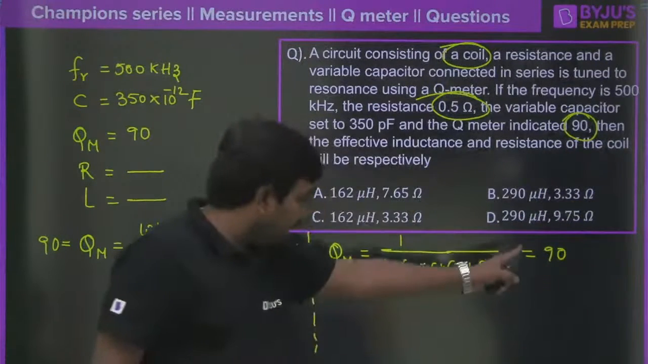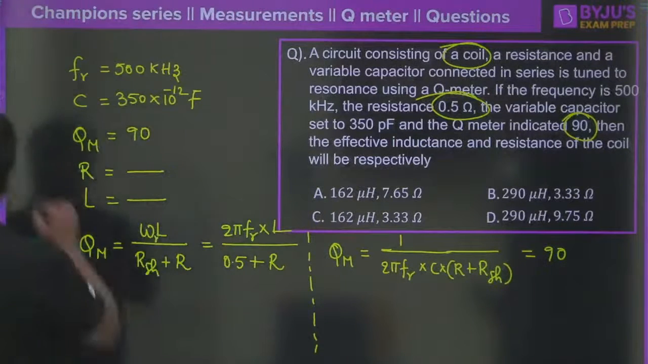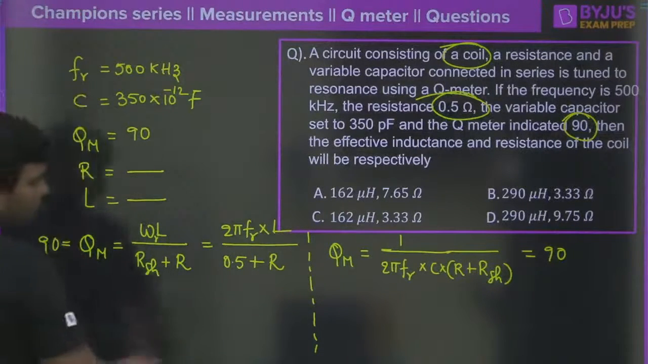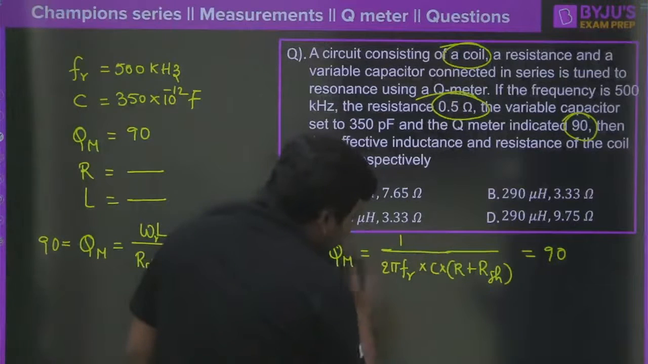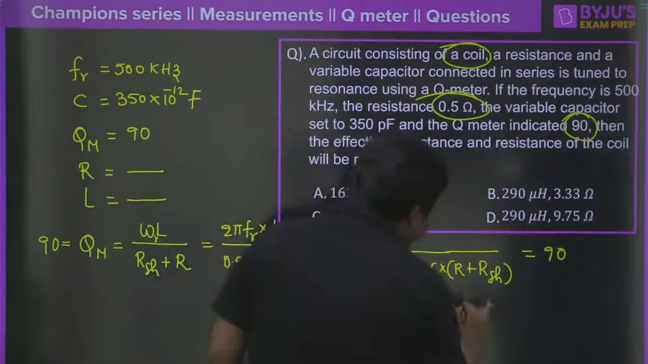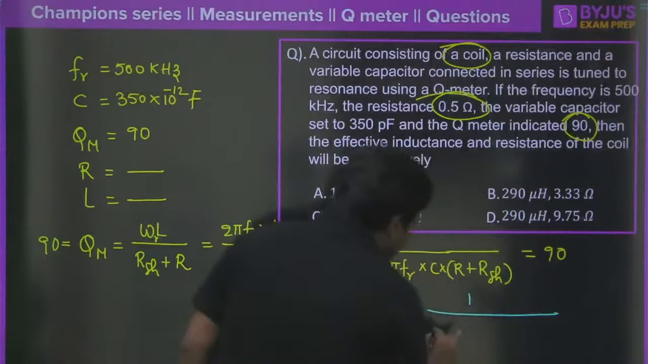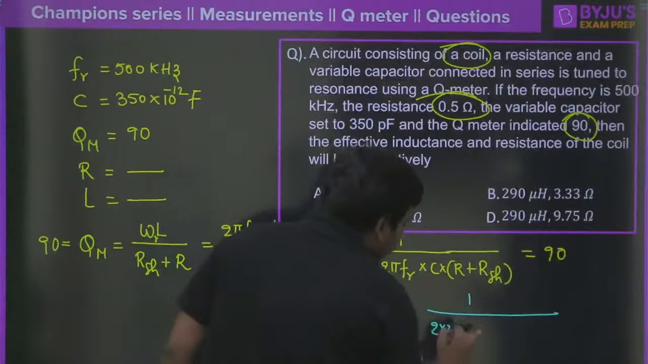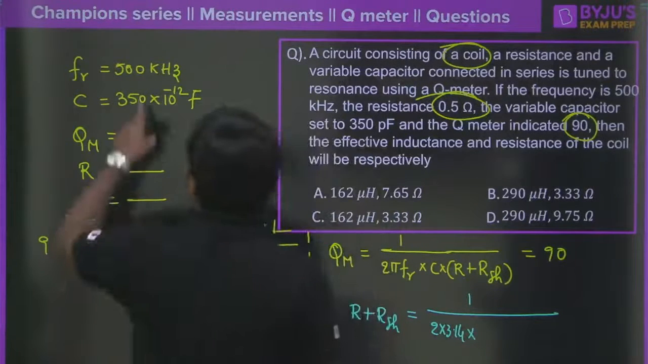If I take 90 this side, then what are the values you know? You know every value here, right? So from here, it's very easy for you to write. So R plus R shunt, we can take it this way, and it will be equal to what? 1 divided by 2 into pi, which is 3.14. Of course, the resonant frequency is how much?